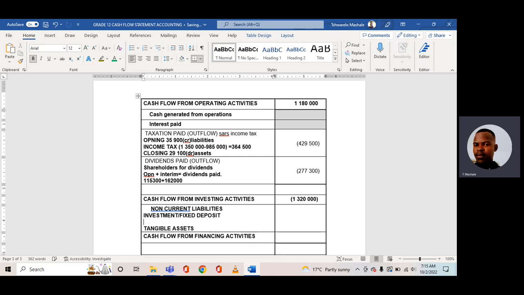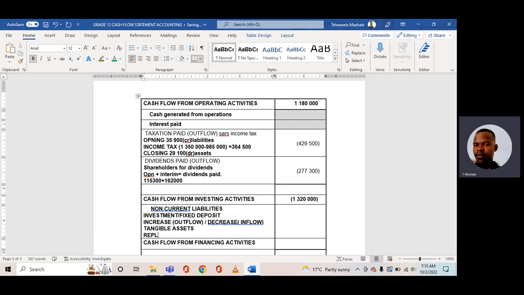Fixed deposit. And then this fixed deposit, remember, it can either increase or decrease, one of the two. So what do we mean when we say it increases? If you decide to increase your investment, it will be an outflow because you decided to increase your investment. But if your fixed deposit matures, it means you are receiving something from that investment. Therefore, it will be an inflow. Therefore, with regards to tangible assets here, that's where you're going to have part of the replacements of assets.